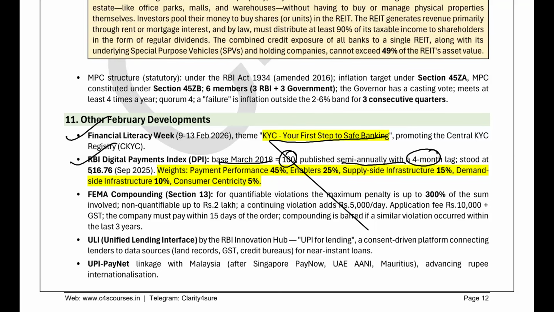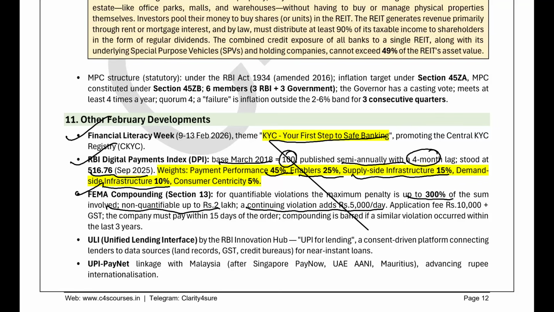516.76 in September 2025. Weights: payment performance 45%, enablers 25%, supply side infrastructure 15%, and demand side infrastructure 10%. Consumer centric 5%. FEMA compounding section 13% for quantifiable violations. The maximum penalty in FEMA up to 300% of the sum involved. Non-quantifiable up to rupees 2 lakh. A continuing violation adds rupees 5,000 per day.